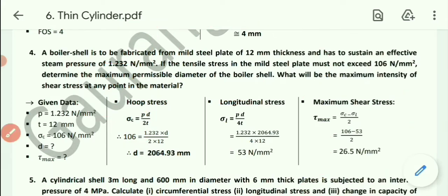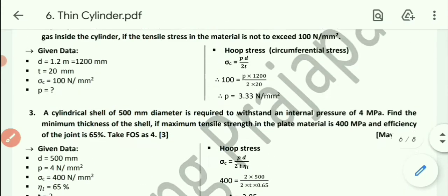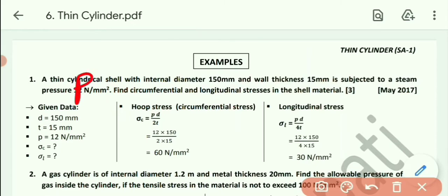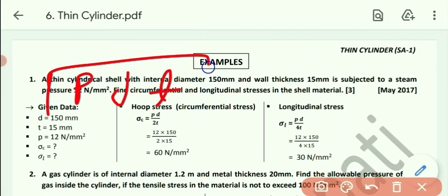So these were the formulas. In the first example, we have seen the typical kind of example of this chapter, in which pressure, diameter and thickness are given to us.